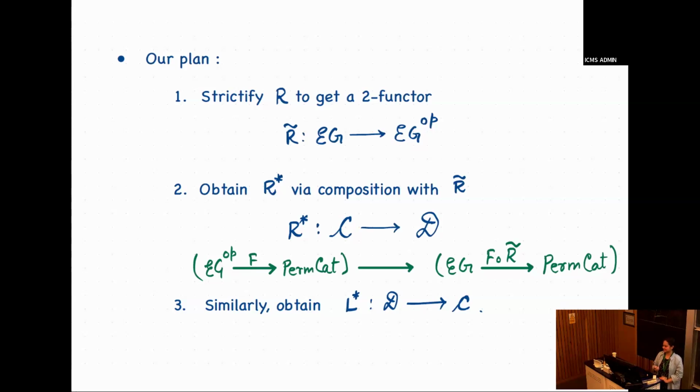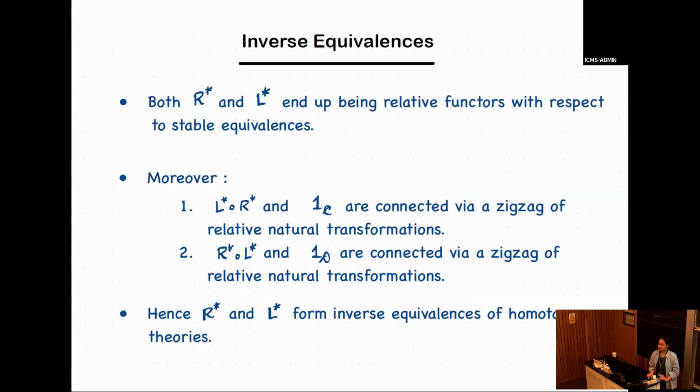makings. So if we have R star and L star, they behave like inverse equivalences. So they are relative functors with respect to some stable equivalence. I'll not go into that right now. And R star composed with L star and L star composed with R star are connected via zigzag relative natural transformations to the identity of the respective categories. So they form inverse equivalences of homotopy theories, but why are we talking about inverse equivalences?